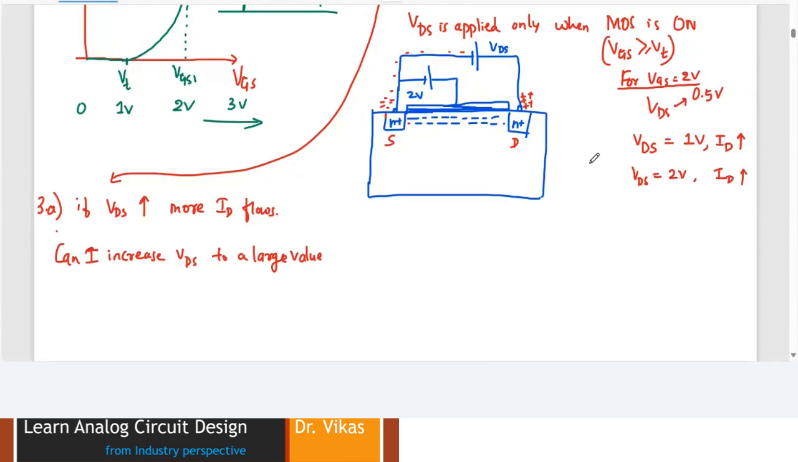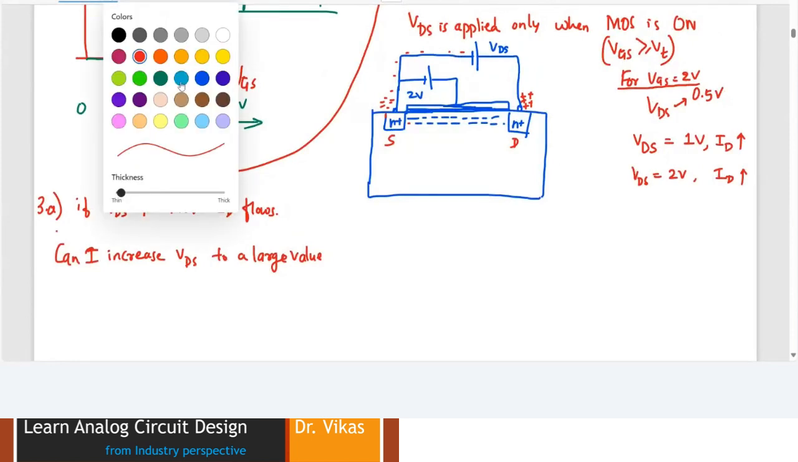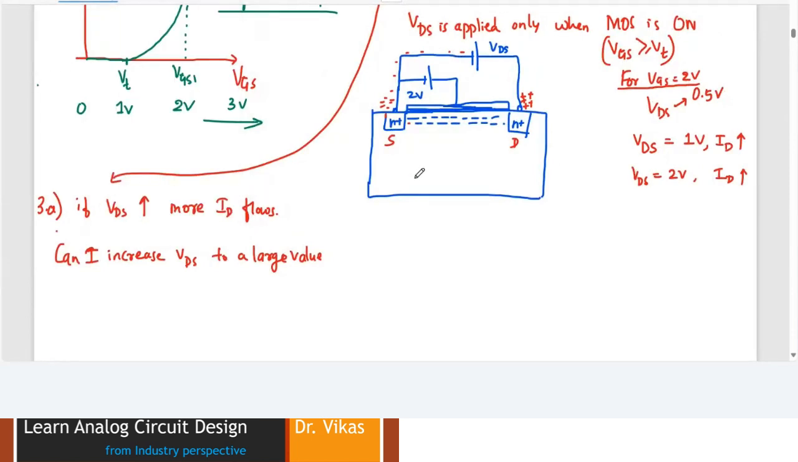Now, let's try to figure out what is exactly happening within the MOSFET. Please listen carefully to what is going to happen. If you observe, this is basically a P substrate. I'm going to write the P substrate here. And this is my N. I'm going to write N here.